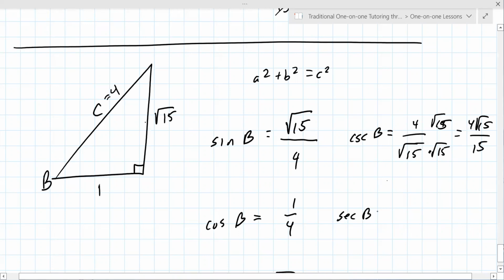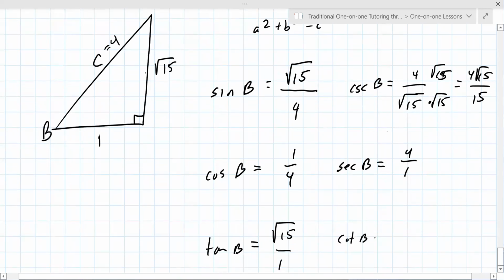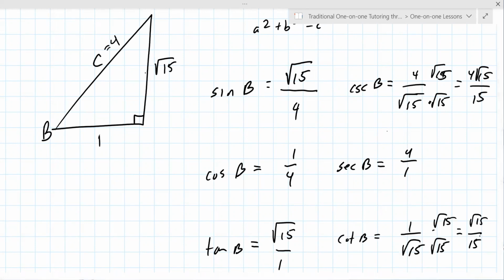Secant of B is just the flip of that, 4 over 1. And then you get the same problem down here, cotangent of B, 1 over root 15. So you have to rationalize that as well. So it's root 15 over 15. Something like that looks more acceptable than 4 root 15 over 15. And these are just the rules.